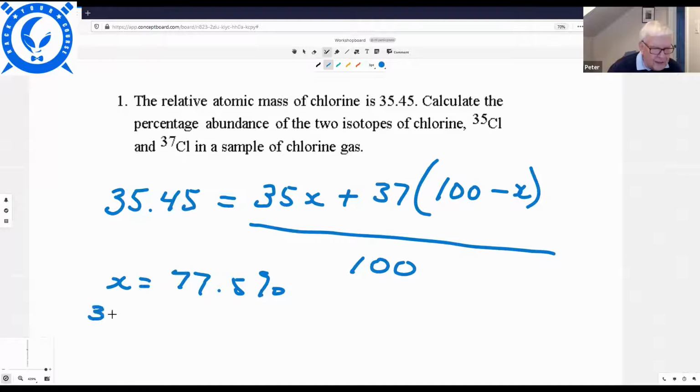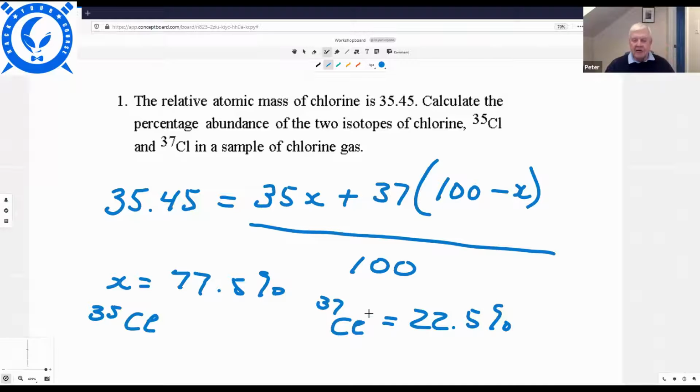So therefore, that is the abundance of chlorine 35. And 100 minus X is 22.5%, and that must be the abundance of chlorine 37. Which makes sense because the relative atomic mass is closer to the 35 value than the 37 value. So clearly, you must have more of the chlorine 35 isotope than you have of the chlorine 37 isotope. Okay? So as I say, you can punch the numbers into this and work them out, and this is what you will find. A very commonly asked question.